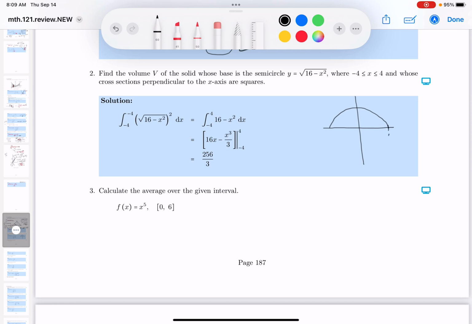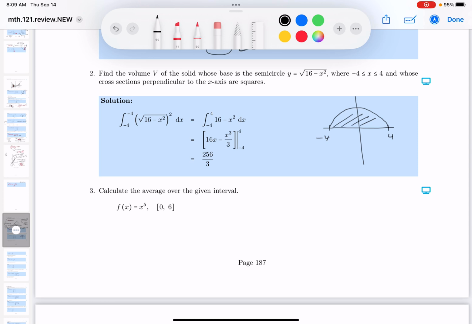This point over here is going to be 4. This point over here is going to be minus 4. All right? And let me just read it again. Find the volume of the solid whose base, now this is the base, and you're between minus 4 and 4, and whose cross-section is perpendicular to the x-axis squared.